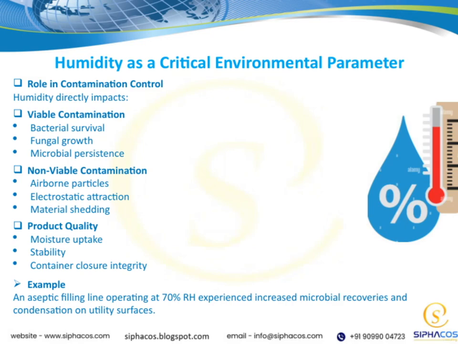Humidity plays a crucial role in contamination control, affecting both viable and non-viable contaminants. It influences bacterial survival, fungal growth, and how long microbes persist in the environment. On the non-viable side, humidity impacts airborne particles, electrostatic attraction, and material shedding. It also directly affects product quality, from moisture uptake to stability, and even container closure integrity. For example, an aseptic filling line running at 70% relative humidity saw more microbial recoveries and condensation issues, highlighting just how important humidity control really is.